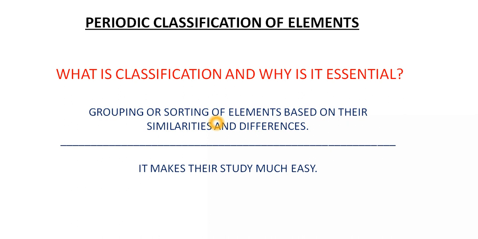And to make the study of a large number of elements easier, we need classification. Because when we classify elements, the study of a large number of elements is reduced, and now we have to study a few groups of elements. This is the reason for the periodic classification of elements, because it makes our study easy. So in this chapter, we will describe the various attempts which have been made to classify the elements from time to time.